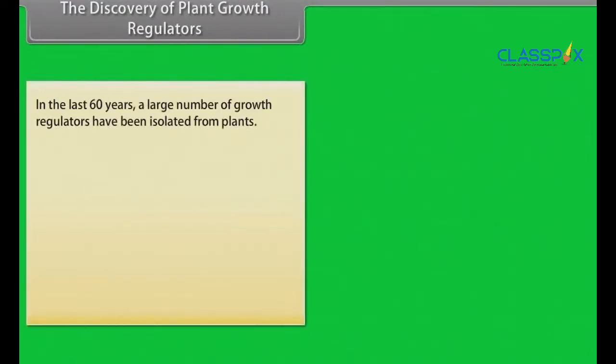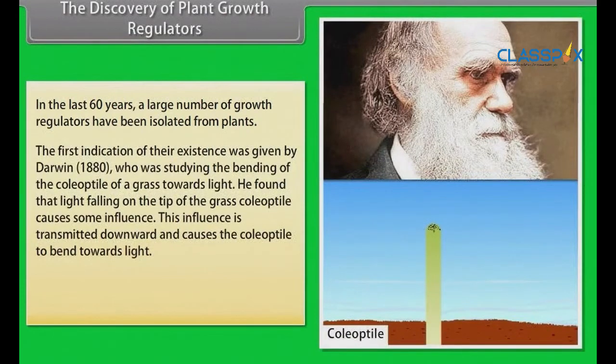The discovery of plant growth regulators. In the last 60 years, a large number of growth regulators have been isolated from plants. The first indication of their existence was given by Darwin in 1880, who was studying the bending of the coleoptile of a grass towards light. He found that light falling on the tip of the grass coleoptile causes some influence. This influence is transmitted downward and causes the coleoptile to bend towards light.